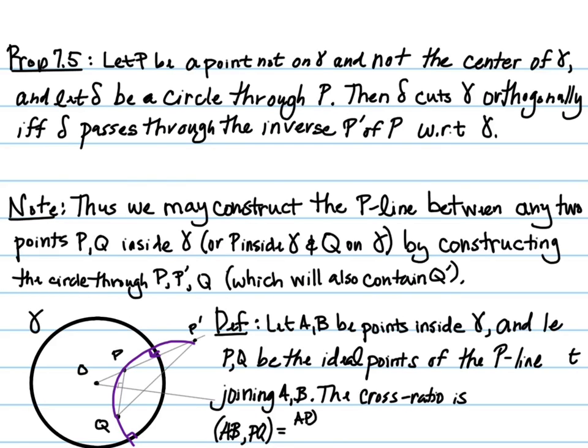Distance from A to P times the distance from B to Q divided by the distance from B to P times the distance from A to Q. And a note about this, these are the Euclidean segment lengths. Okay, Euclidean segment lengths.